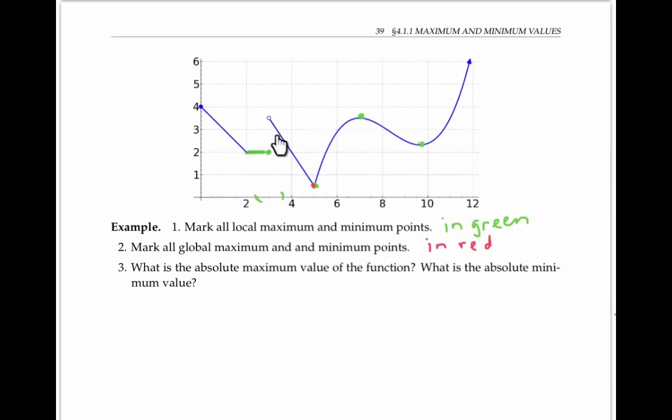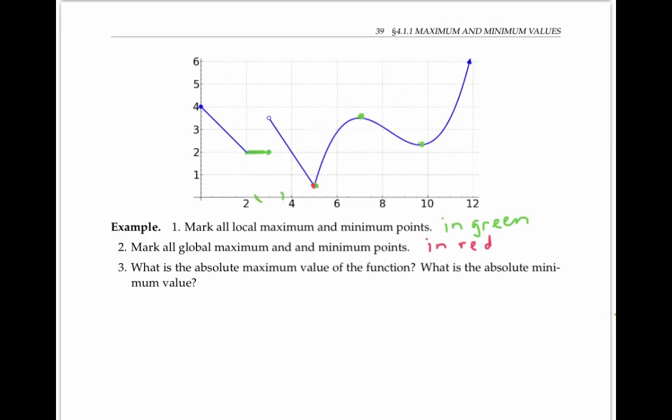And if you start looking at points really close to that point, those aren't local maximums either, because you can always find a point just a little bit higher as you get closer and closer, but don't quite reach this missing point of 3, 3.5.